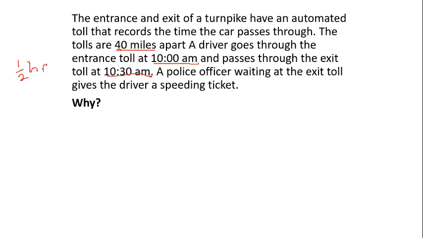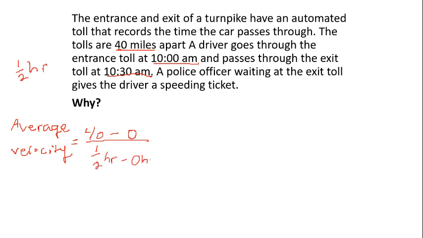We do actually have enough information to find what is called the average velocity. And we covered average velocity way back at the very beginning of the course. So let's go through it again. Let's find this car's average velocity. They've traveled a total of 40 miles, so that is the difference between their ending distance 40 and their starting distance 0, divided by the length of time that it took to travel those 40 miles, which was the ending time 1/2 hour, minus the starting time 0 hours.